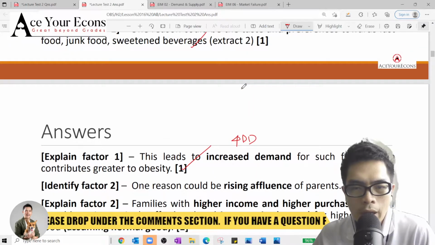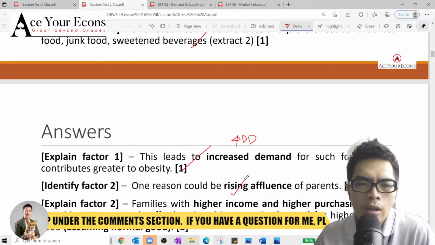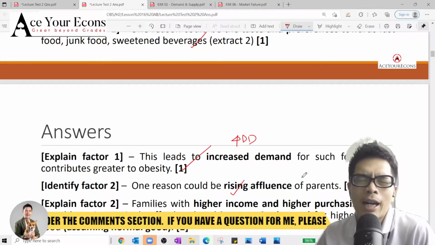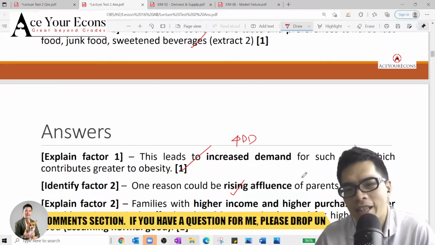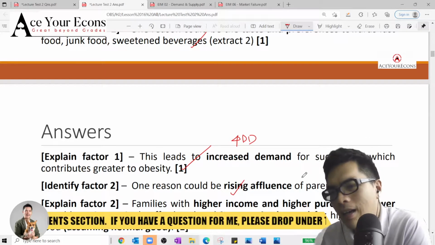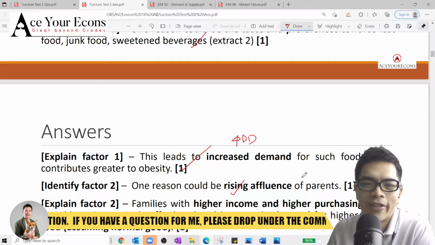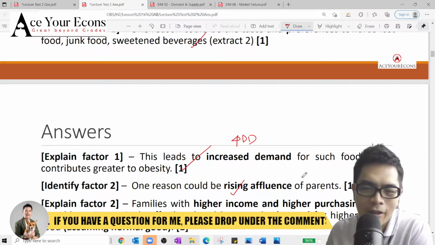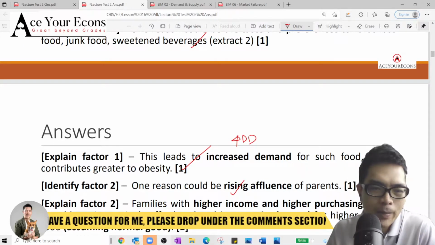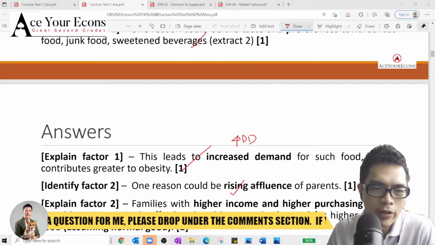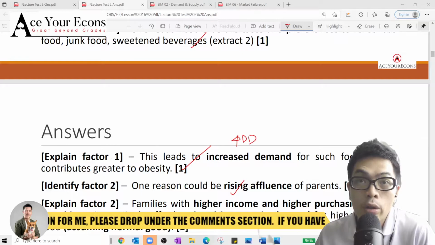Right. So the next one could be rising income or affluence of parents. No doubt obesity comes from the youths, as we were discussing in the Tuesday group, but it is the parents who are going to afford or purchase or give the youths pocket money, right? Okay, give me a second, let me turn off my email, it's very irritating. Okay, so income is a possible factor, although it's not in the extract.